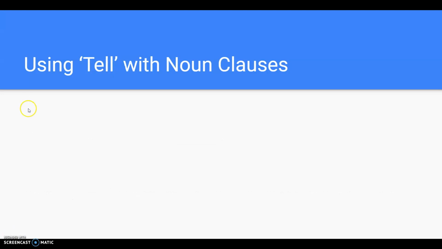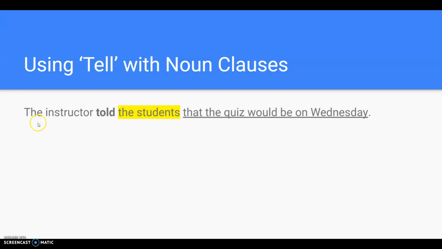Let's compare that with the use of tell with noun clauses. So here's an example sentence. The instructor told the students that the quiz would be on Wednesday. So here we have the subject of the main clause, the verb told, and then we have the indirect object, the students, and then we have the noun clause, that the quiz would be on Wednesday.